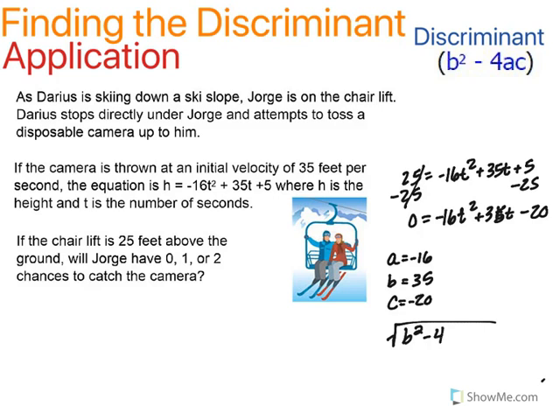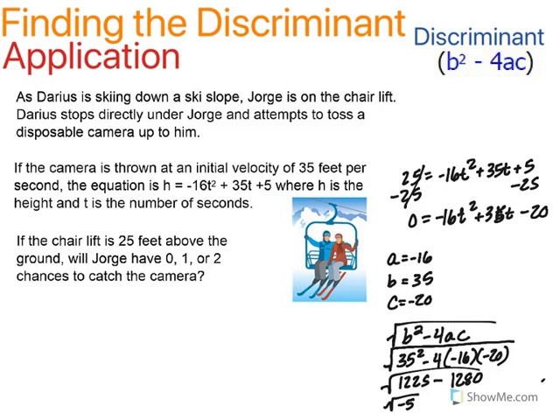We're substituting our values into the part for the discriminant, which would be b squared minus 4ac. B squared would be 35 squared minus 4 times negative 16 times negative 20. 35 squared is 1225 minus negative 4 times negative 16 times negative 20, which would give me negative 1280. And then if I were to subtract those, I would end up with the square root of negative 55.